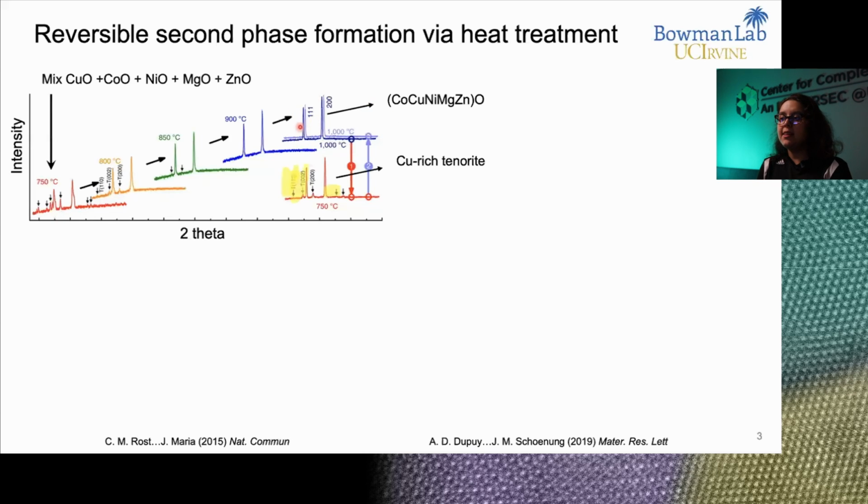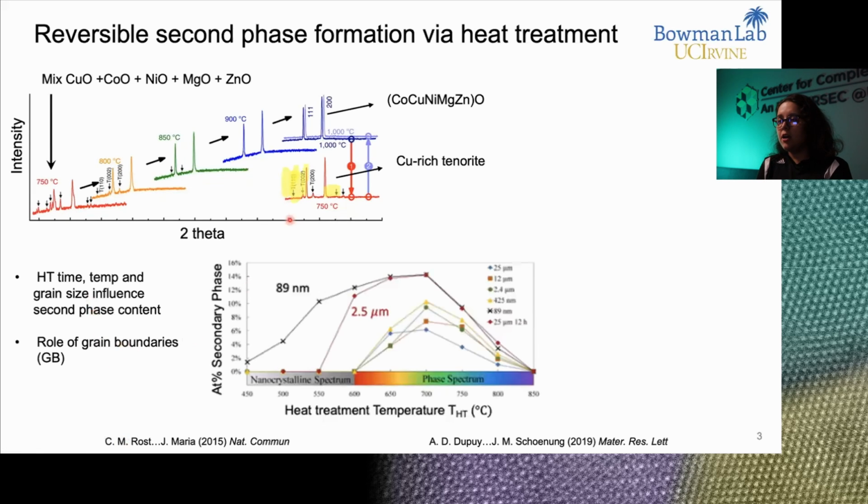And then the interesting thing is that you can reverse this phase transformation by changing the heat treatment temperature again, going to a lower temperature, heat treating, and getting the secondary phases again. And now the question is, what can we do with this phase transformation and how can we basically control it?